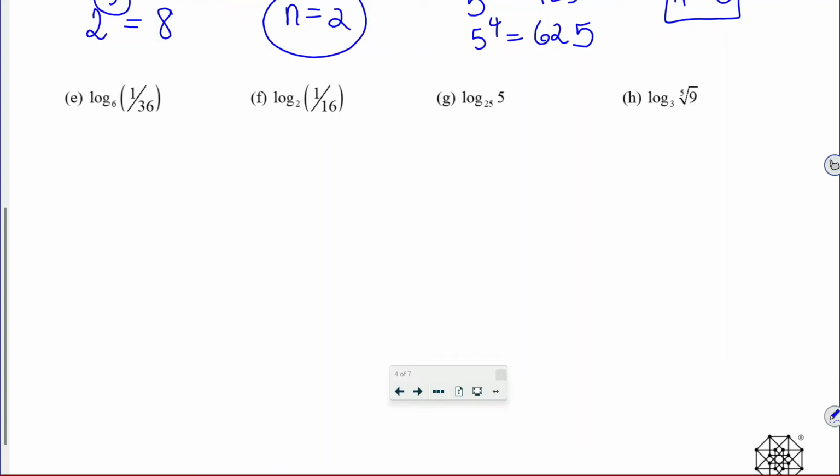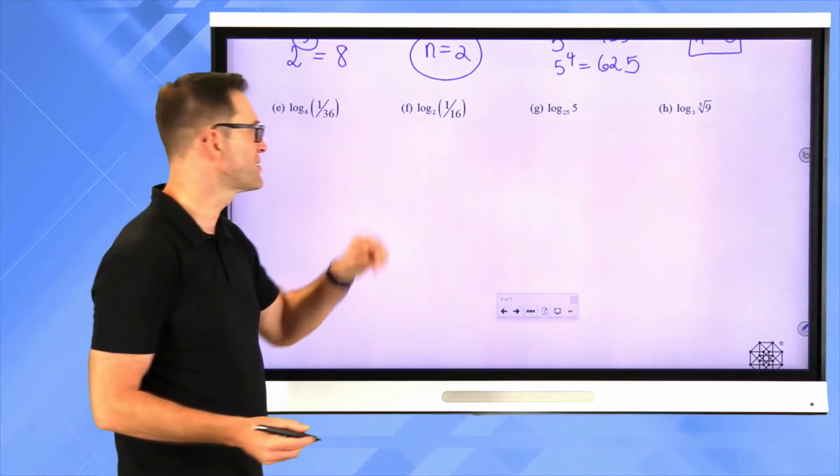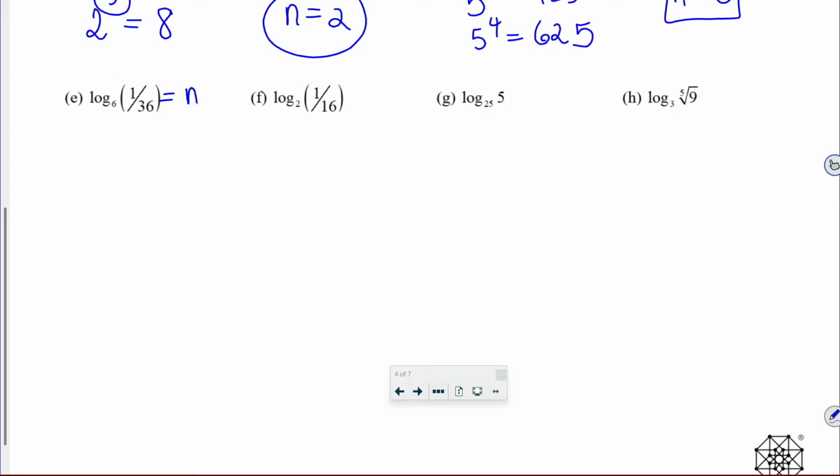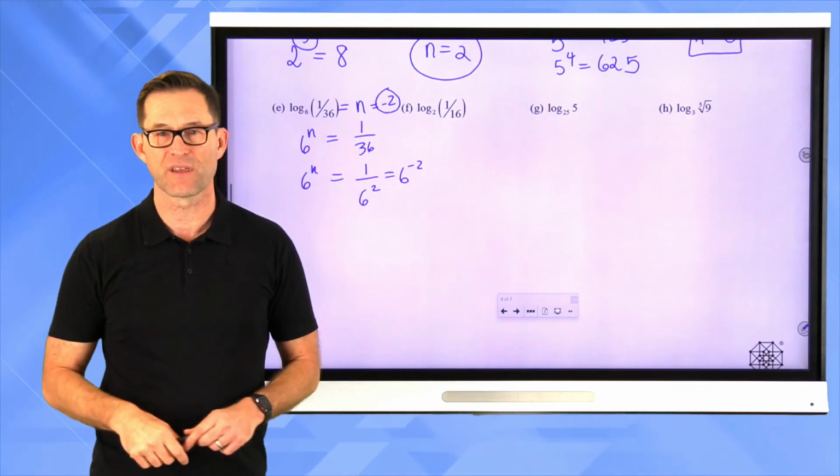Letter E, the log base 6 of 1/36, right? So what do I have to raise 6 to, right? 6 to what power equals 1/36? Well, 6 to the n is 1 over 6 squared, which is 6 to the minus 2. So that's going to be -2, right? I have to raise 6 to the -2 power in order to get 1/36.